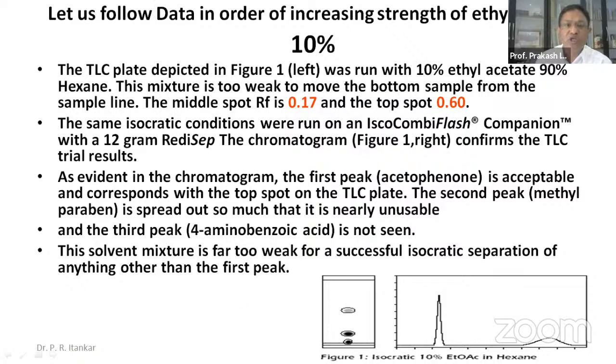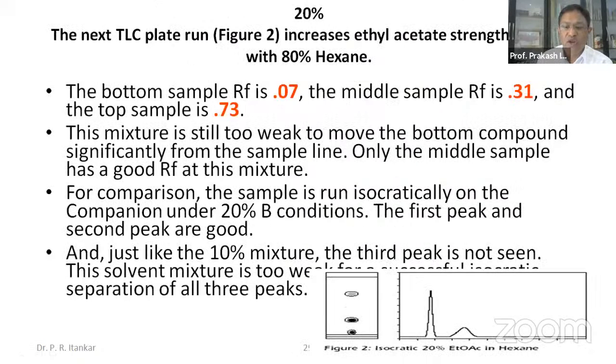Now, how can we improve upon this separation can be seen from the next slide, wherein we have increased the concentration of ethyl acetate to 20%. So we have increased the polarity, and as a result, the top sample, which was showing 0.6 RF, has now moved to 0.73. The second spot, which was 0.17, has moved to an RF of 0.31. And the last spot, which was not moving at all at 10% ethyl acetate, has moved just up to 0.07. In the flash run, you can see the first peak is very clear. The second peak has improved as compared to the earlier one. So yes, the process is getting optimized.